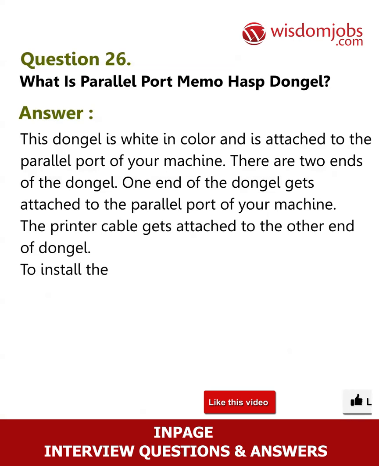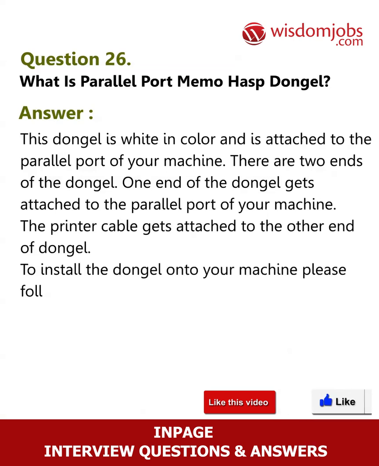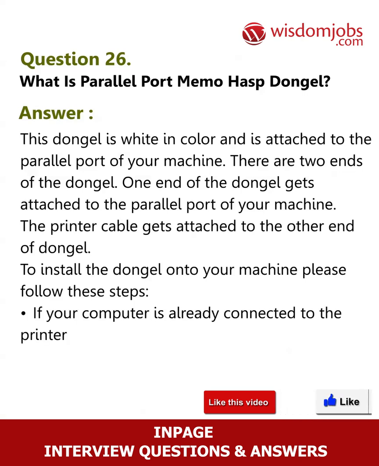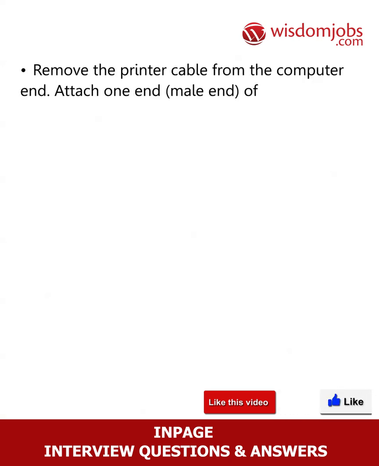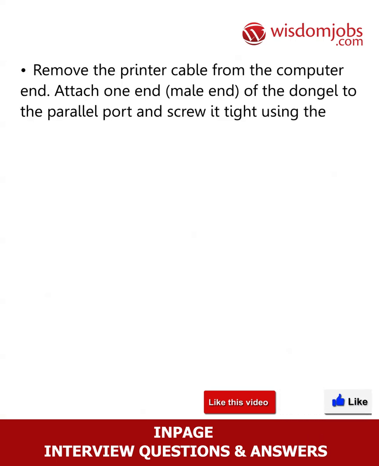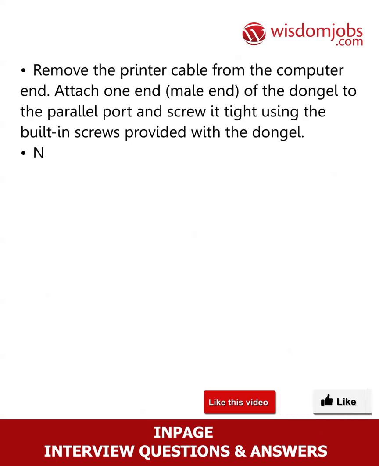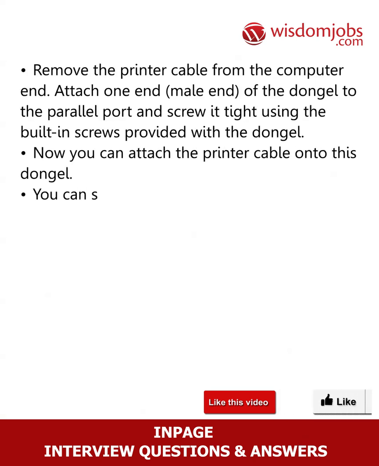To install the dongle onto your machine, please follow these steps. If your computer is already connected to the printer, ensure that the printer is switched off. Remove the printer cable from the computer end. Attach one end, male end, of the dongle to the parallel port and screw it tight using the built-in screws provided with the dongle. Now you can attach the printer cable onto this dongle. You can switch on your printer if you wish to use it immediately.